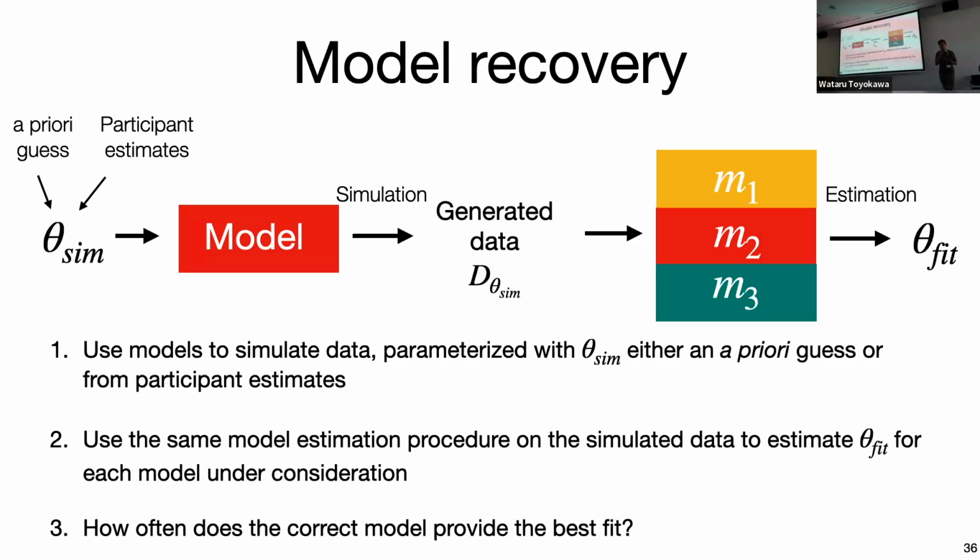Okay, so we're trying to use the same model estimation procedure as we're using for our participant data here, and this is key because whether or not models will recover is a combination of the design of our experiments, the set of models under consideration, and our estimation procedure. Okay, so if you're getting some issues with model recovery, you might change any of those three conditions. And so this is going to tell us how often the correct model provides the best fit.